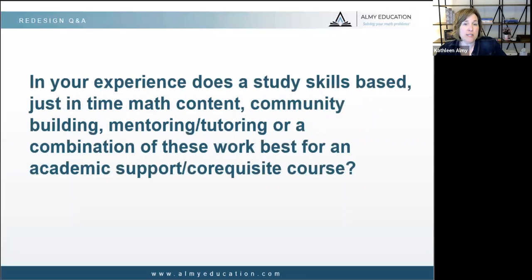In your experience, does study skills, just-in-time math content, community building, mentoring, tutoring, or a combination of these work best? I think a combination of those. It's not going to be one thing. We're going to need study skills. We're going to need just-in-time remediation. They need to have time to work together, and they need time with you.